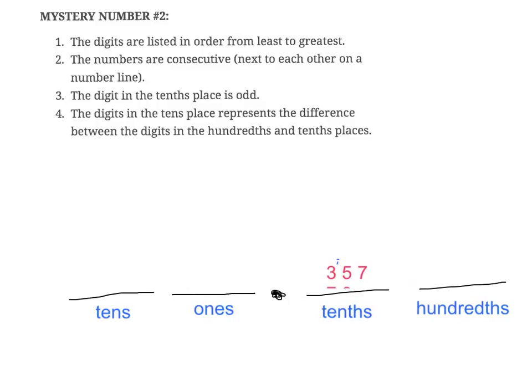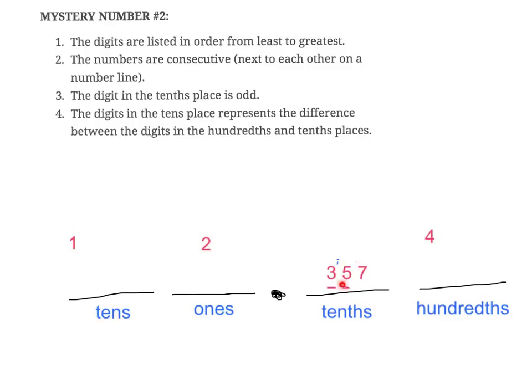Okay, since I know that the tenths place is going to be 3, 5, or 7, I'm going to go back to clue number 2, which says the numbers are consecutive. So that means next to each other on the number line. Because this is 3, this could be 1, 2, 3, 4.